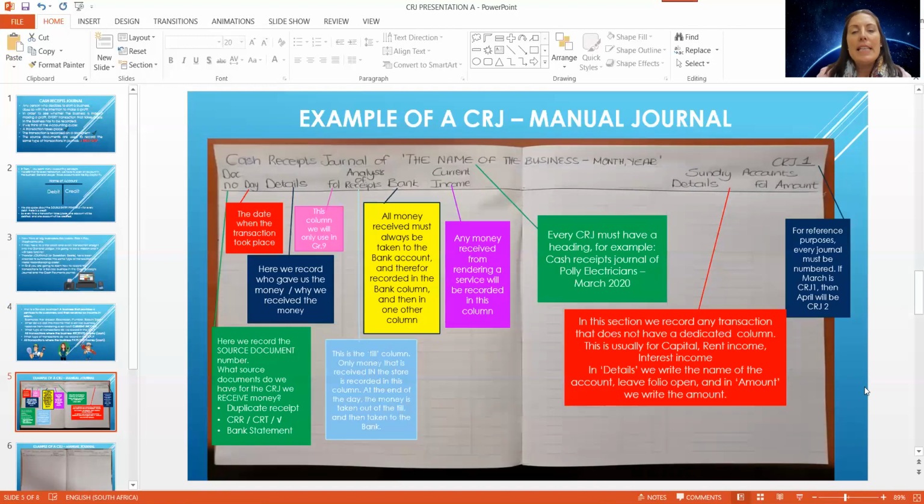Now, this is an example of an 8-column book. Grade 8, you'll see that this one, if you look at the details column over here, it's fairly small, and then it's got lots and lots of small columns, and at the end we have a big column again, a small one, and an amount column. So your book might look like this.